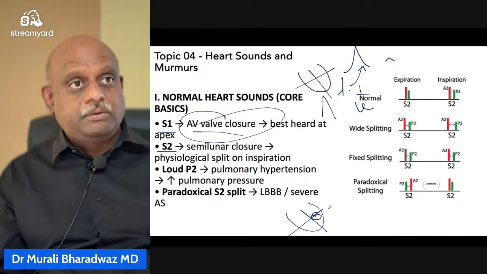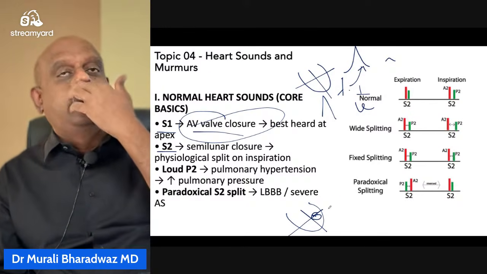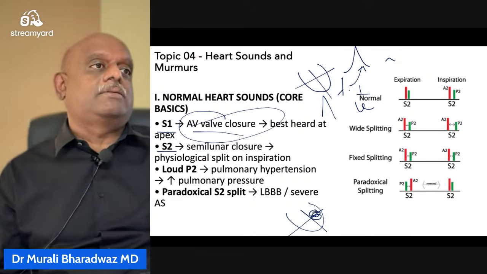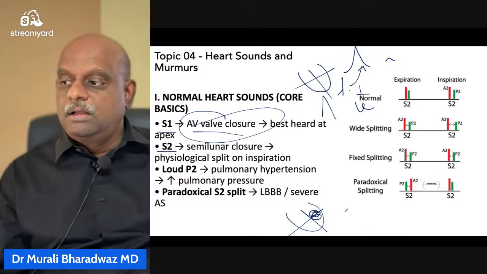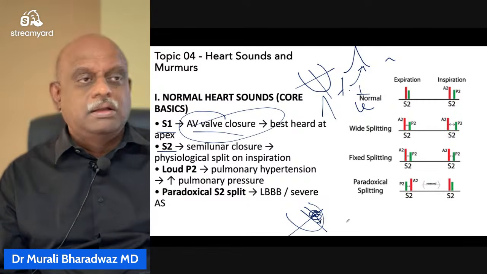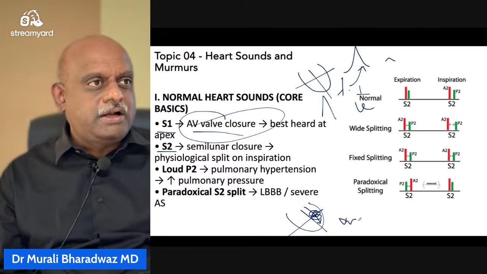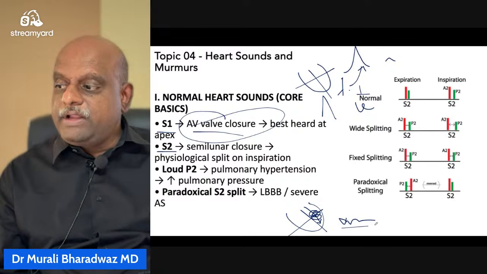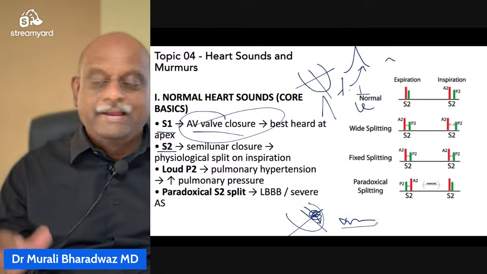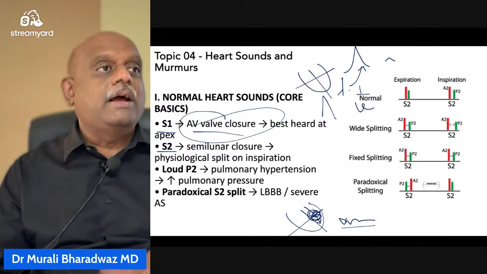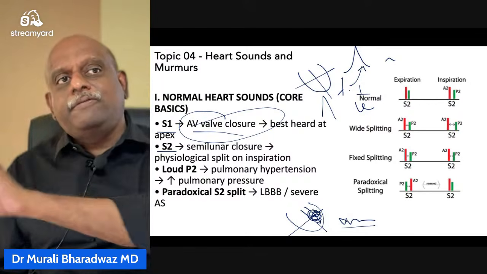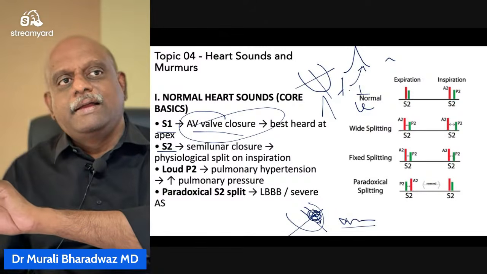Now, my question to you is, the closure of the AV valve, when will it occur? From the atria, the ventricle got filled. Ventricular diastole, it is called. At the end of the diastole, when the ventricle is fully filled with blood, then the AV valve will close. So the closure of the AV valve marks the end of diastole or systole?